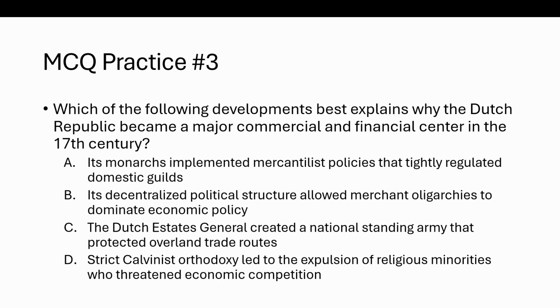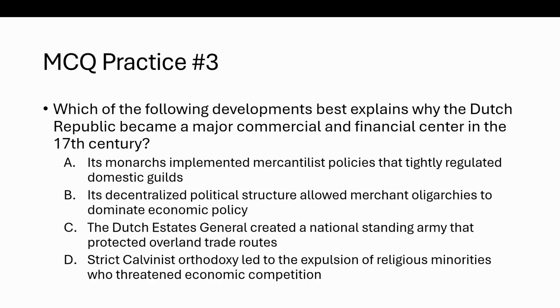Which of the following developments best explains why the Dutch Republic became a major commercial and financial center in the 17th century? Is it A, its monarchs implemented mercantilist policies that tightly regulated domestic guilds? Is it B, its decentralized political structure allowed merchant oligarchies to dominate economic policy? Is it C, the Dutch Estates General created a national standing army that protected overland trade routes? Or is it D, strict Calvinist orthodoxy led to the expulsion of religious minorities who threatened economic competition? Give you a moment to answer. The correct answer would be B.